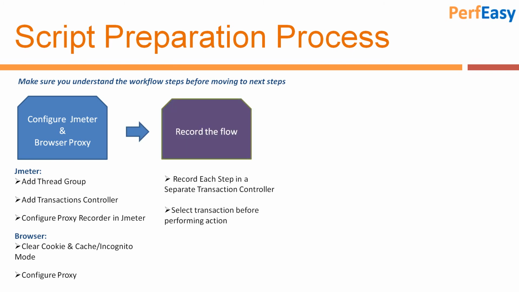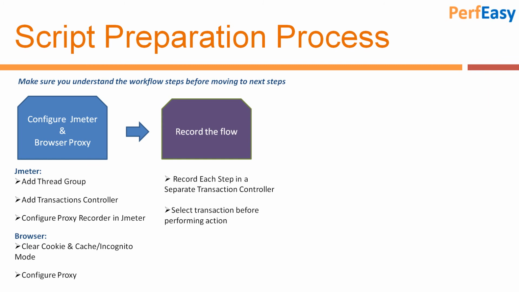Once the JMeter and browser are set, we start the recording, and here make sure that each step is recorded in a separate transaction controller, so that later on for customization of the script we do not waste time in identifying which server call or which HTTP call is called by which screen. So we have separate transaction controllers for each of the steps.